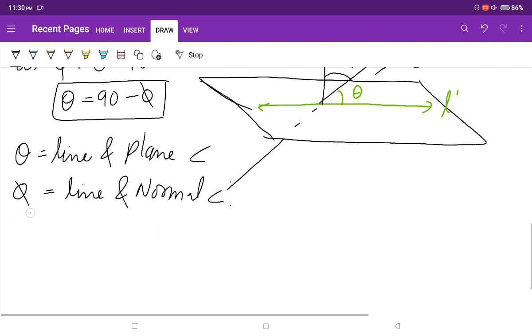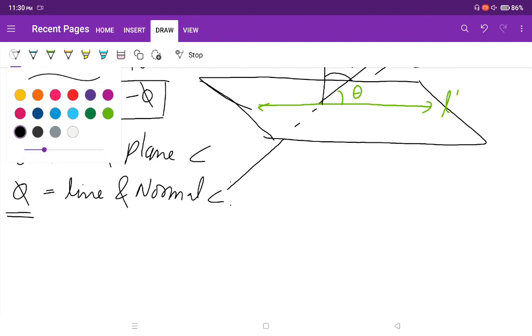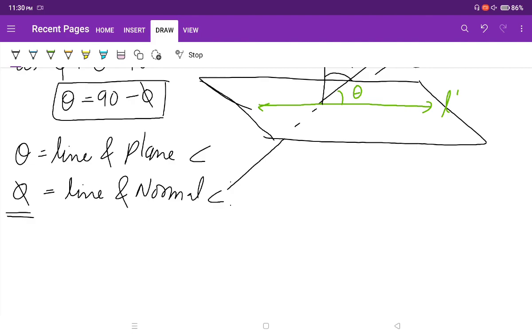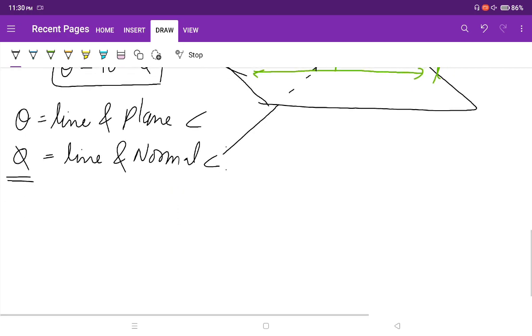So why do we use this normal? The simple explanation: it is easy. It is simply easier to calculate the angle between two lines or two vectors rather than calculating the angle between a plane and a line, because a plane has many directions, right? The plane is going here, the plane is here, the plane is here, everywhere, right? So let's see.